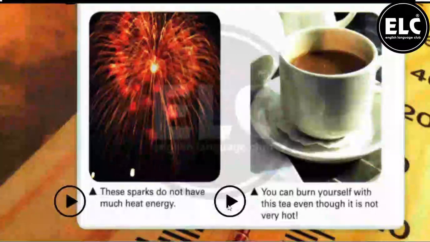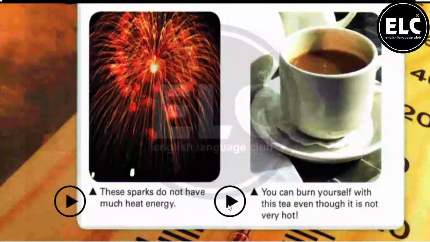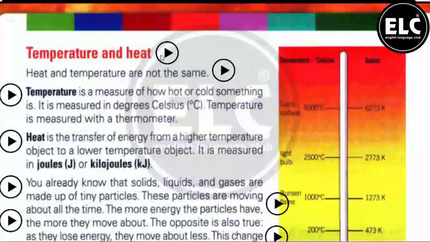These sparks do not have much heat energy. You can burn yourself with this tea even though it is not very hot. Temperature and heat. Heat and temperature are not the same. Temperature is a measure of how hot or cold something is. Heat is the transfer of energy from a higher temperature object to a lower temperature object.